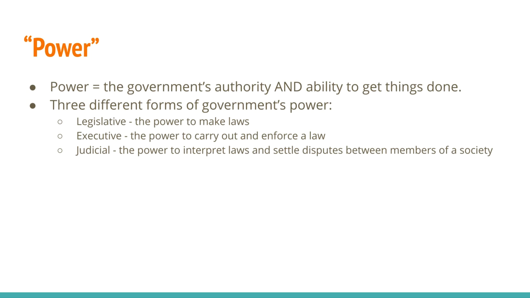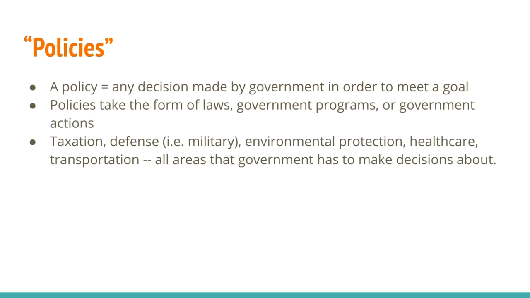The third form of government power is judicial. And this is the power to interpret law, the actual language of the law, and to settle disputes between members of a society, right? So if Jim and John can't agree over who hit the car first, then they can take that to court, right? They can have a judge decide who hit John's car, right?